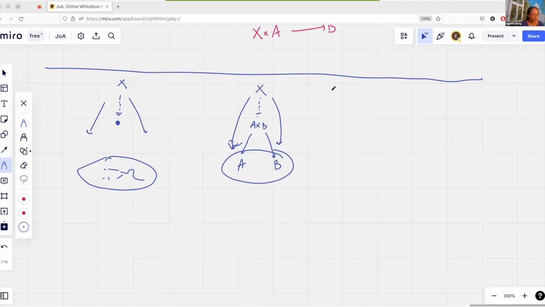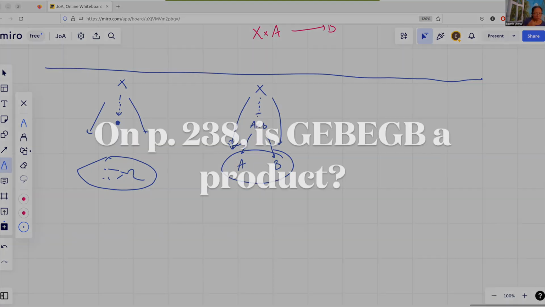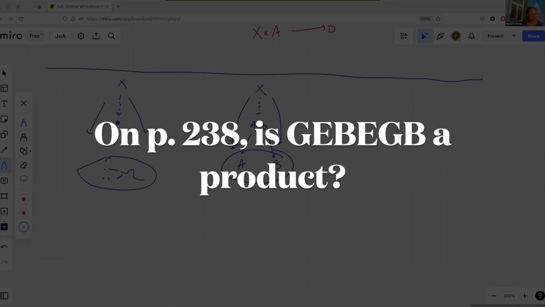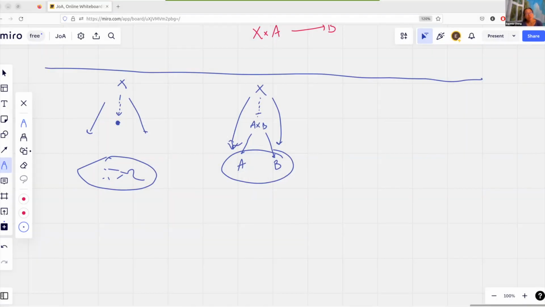Okay, first question, page 238. I love this question, thank you. So the question is, is GEB a product? And this is the Gödel-Escher-Bach front cover, which is an amazing woodcut that projects G, E, and B in different directions. And thank you so much for this question, because I really enjoyed thinking about it. And I had not thought about it before.